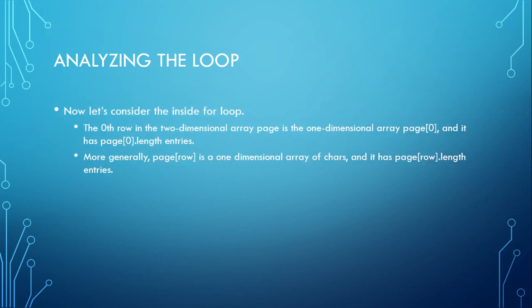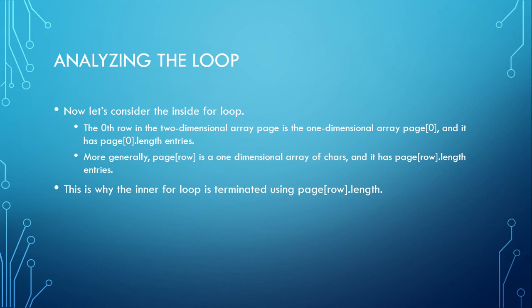Now let's consider the inside for loop. The 0th row in the two-dimensional array page is the one-dimensional array page[0], and it has page[0].length entries. More generally, page[row] is a one-dimensional array of chars, and it has page[row].length entries. This is why the inner loop is terminated using page[row].length.